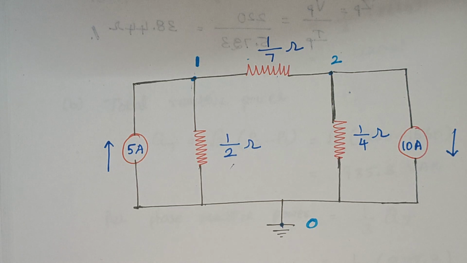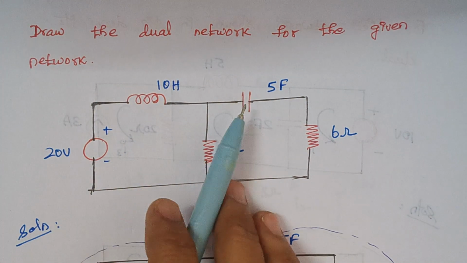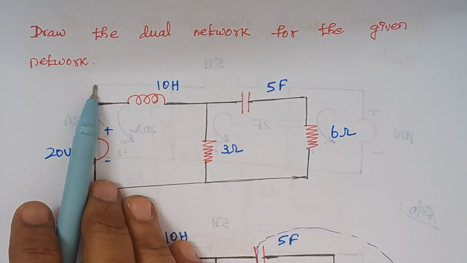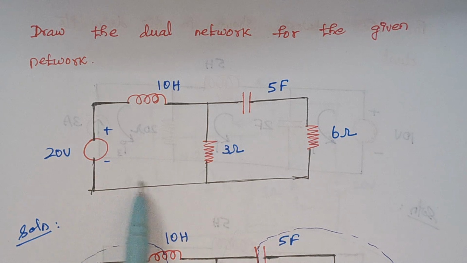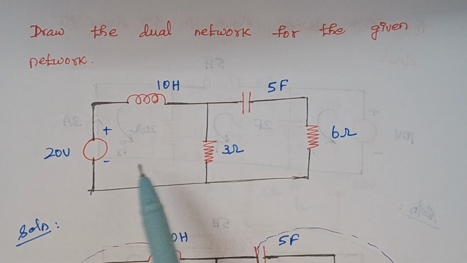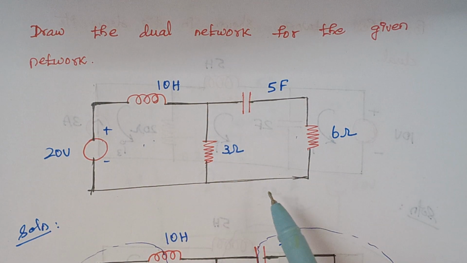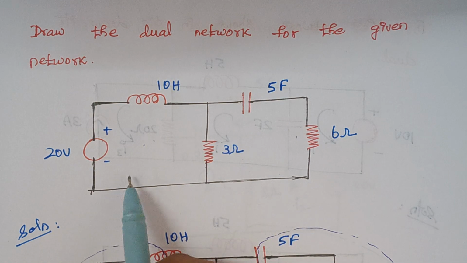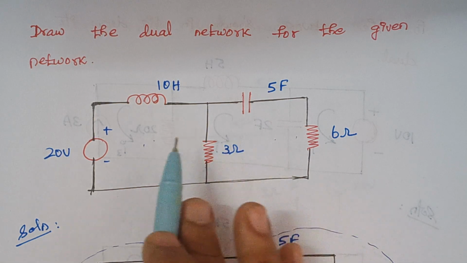Now we will proceed with our next problem. Draw the dual network for the given network, right? So here, this is your given circuit diagram. Again, how many loops are there? Here we are having 2 loops, right? If the current direction is not given, you don't need to consider, okay? So here again, how many dots we have to place? We have to place 2 dots because here we are having 2 loops.